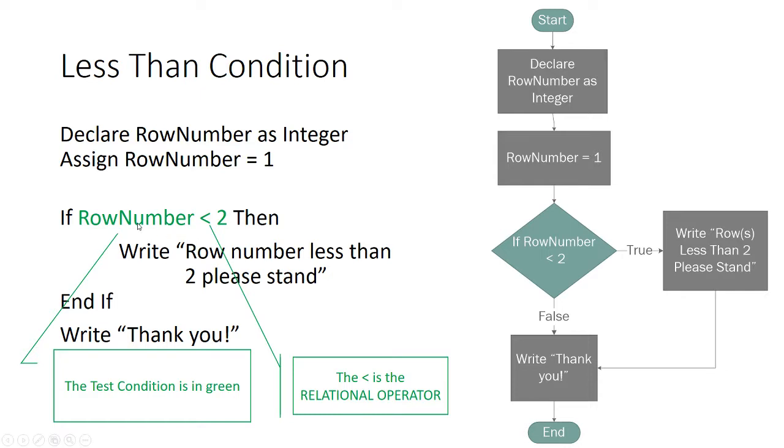We could also have a less than condition. So we could use our less than relational operator. And again, here our condition is shown in green, and our flowchart shows a visual representation of how we're going to process this selection statement. If our row number is actually less than 2, then we're going to write out this message. Otherwise, we won't write out that message. That code will not be selected to execute if that condition is not true.